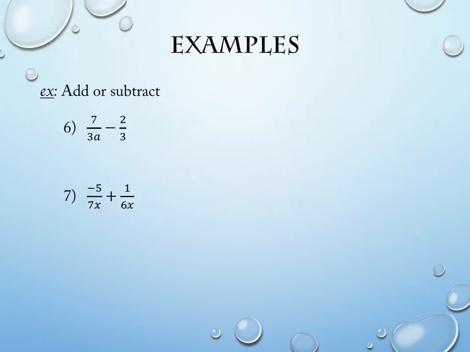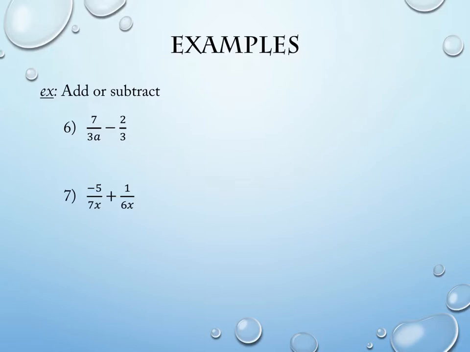Now, the next one, number 6, doesn't have what? Common denominators. Thank you, Emily. Their denominators do not match. But they're not altogether unalike. They've got something in common. They both have a 3, right? Both of the denominators have a 3 in them.